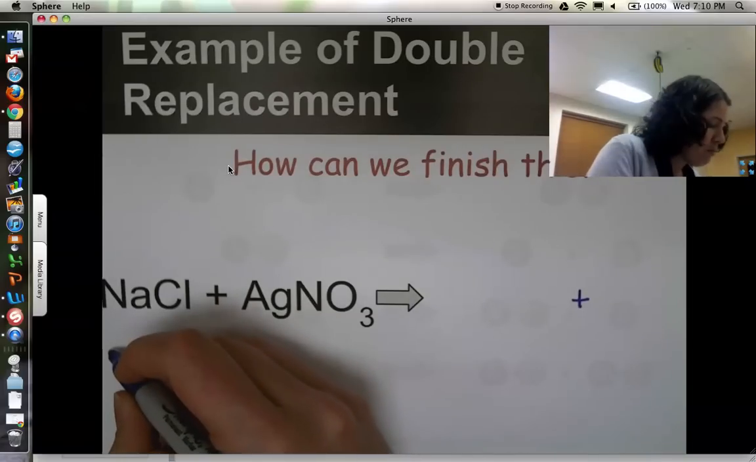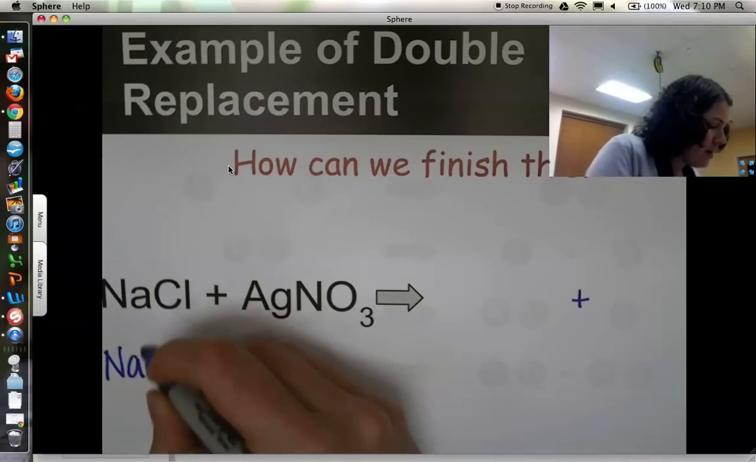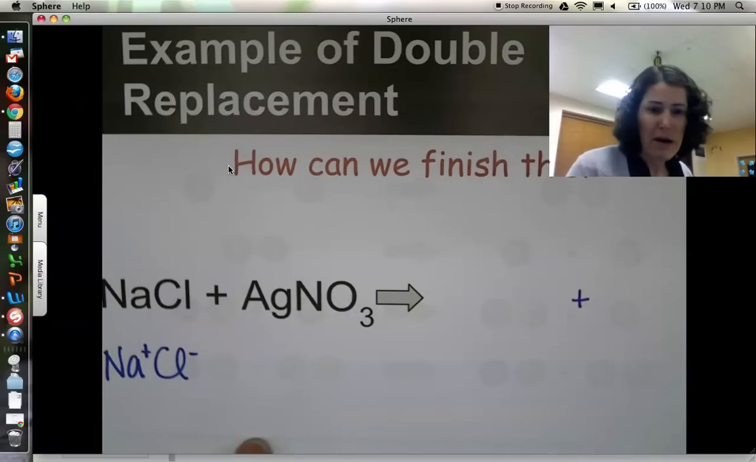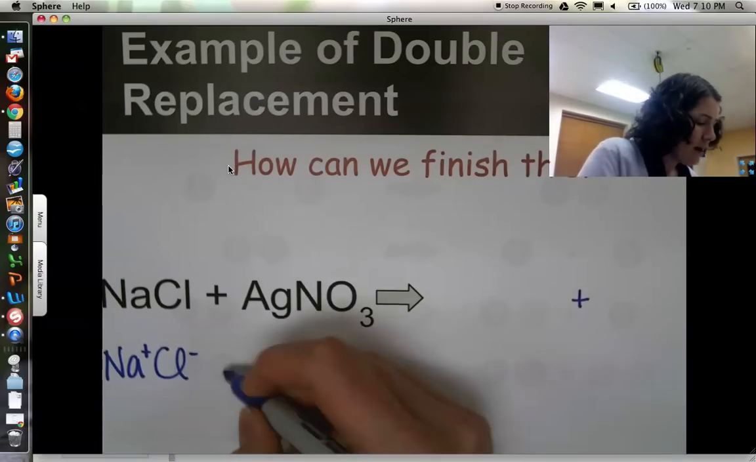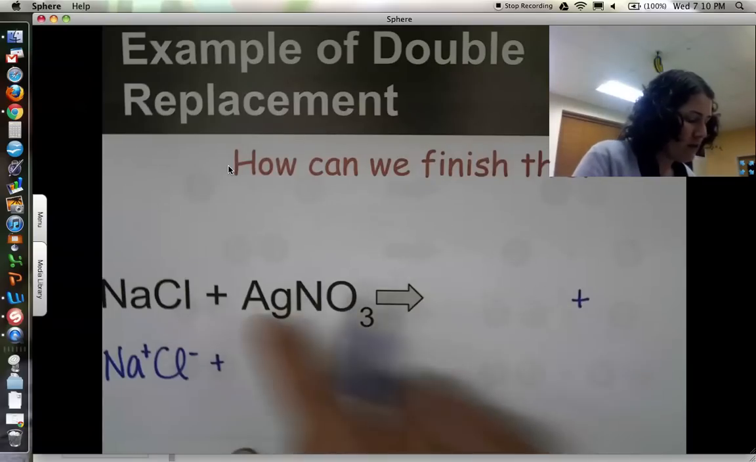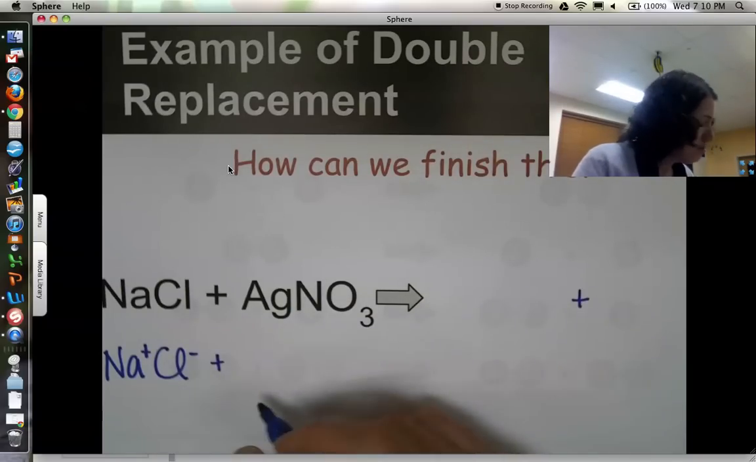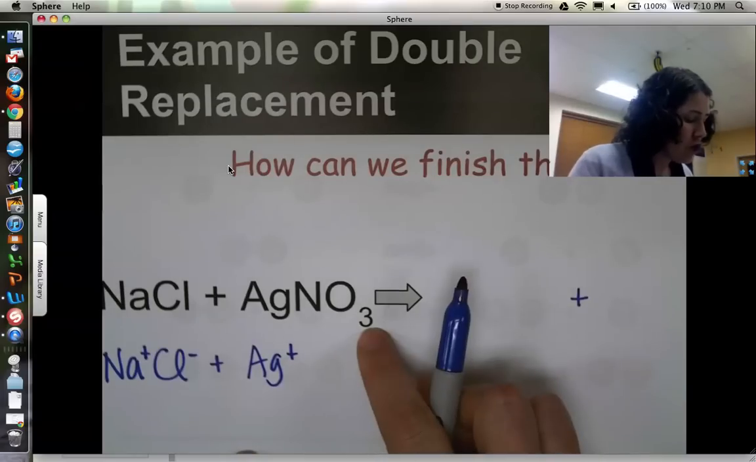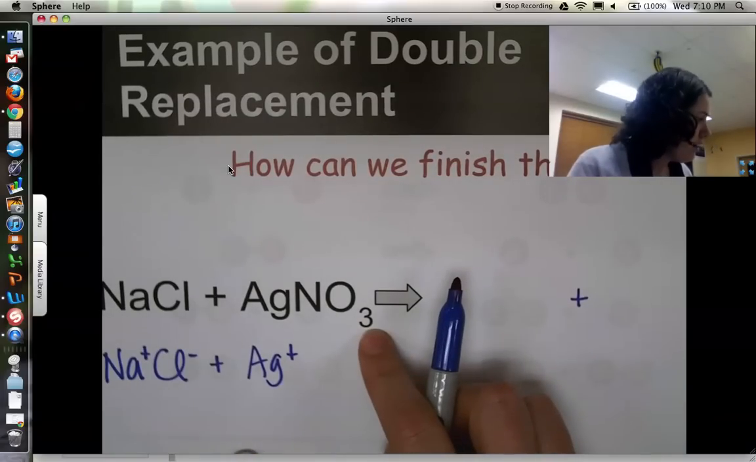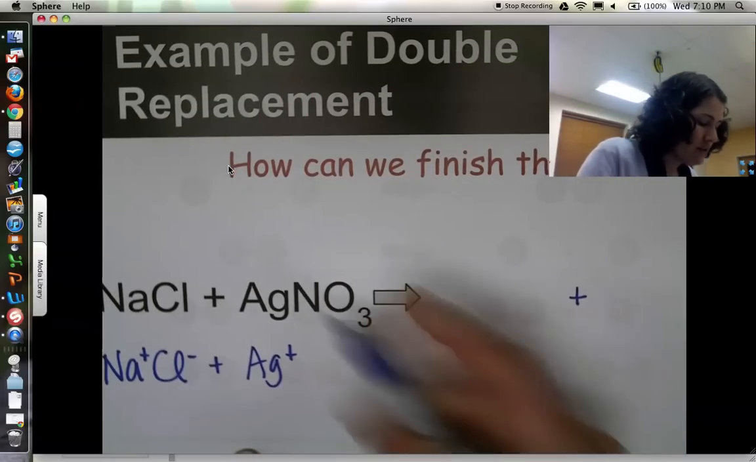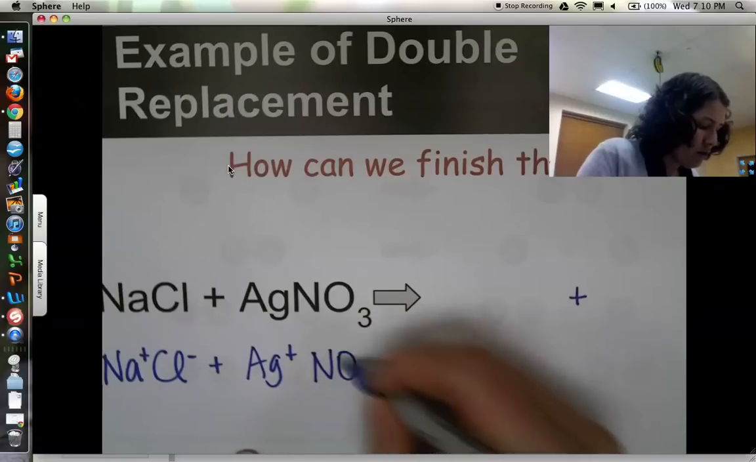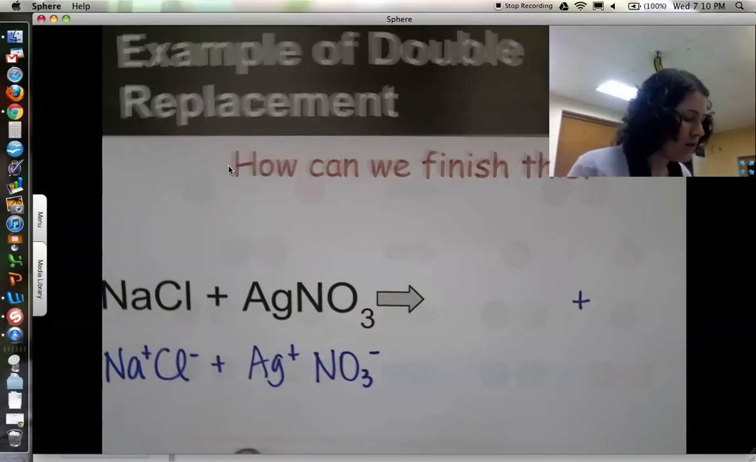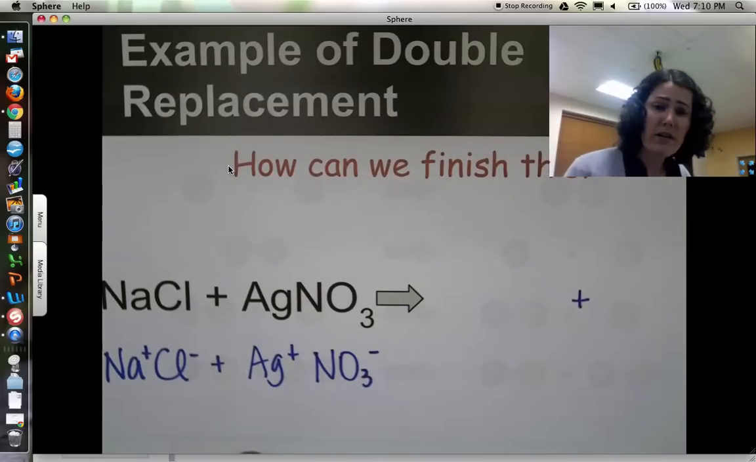And so we're going to start by finding the charge for Na. Na is Na plus. You hopefully know that one by now. Cl is Cl minus. Again, that one's pretty familiar. And then what does that mean for this one? Ag. If I looked at my periodic table, I'd find that Ag is Ag plus. And nitrate, I can look up in the periodic table for my polyatomic ions and find that nitrate is NO3 minus. Notice here I'm just focusing on what the charges are and what the ions are.